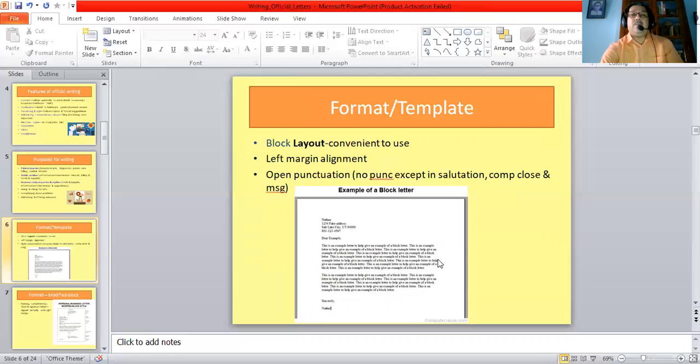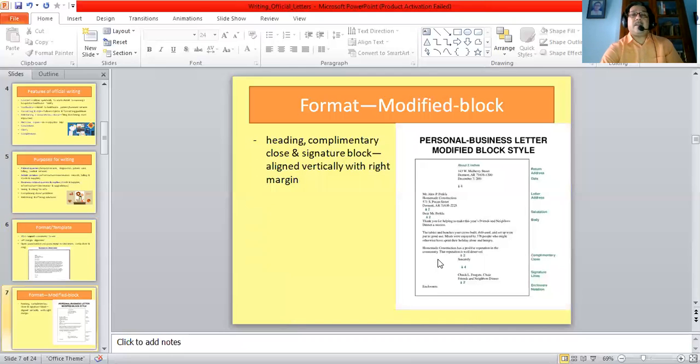So this is the block layout. We also have the modified block layout, where we have a heading, complimentary close, and the signature block aligned vertically with the right margin. So you can see that here in the letter that is given as a sample of this type of layout, we have a business letter with a modified block style.